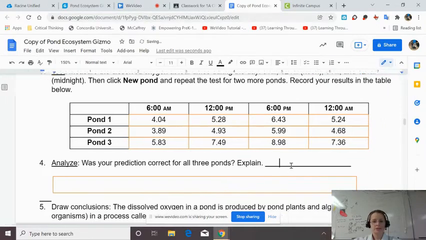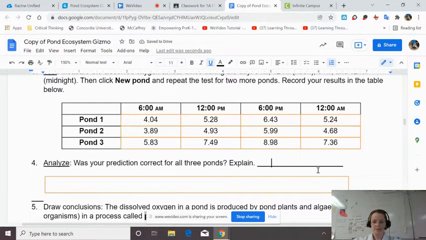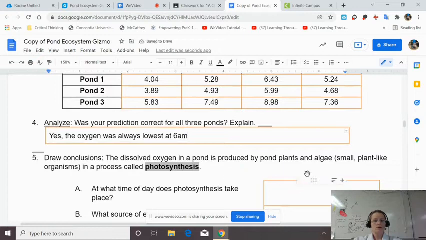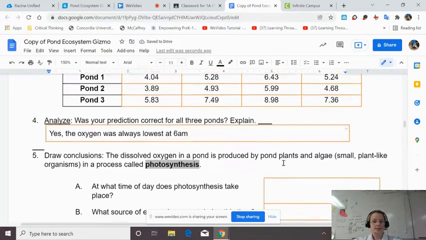Was your prediction correct for all three ponds? Explain. Why, yes, it was. Yes. The oxygen was always lowest at 6 a.m. So here we go. It's produced by photosynthesis.